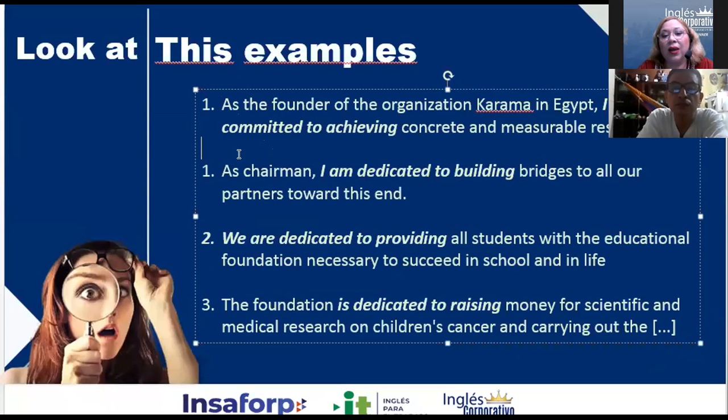Here it is. Okay, as chairman, como el headmaster, right? O el CEO, como el hombre de la CIA o el jefe, el president. As chairman, I am dedicated to building. Aquí ponemos un ing, pero va un to, ¿verdad? No va un for, pero to is preposition. Right? Exactly. So I am dedicated to building bridges to all our partners toward this end. Okay?